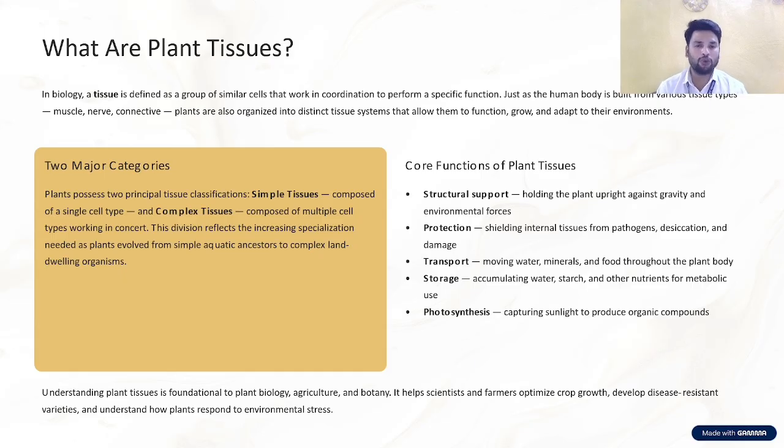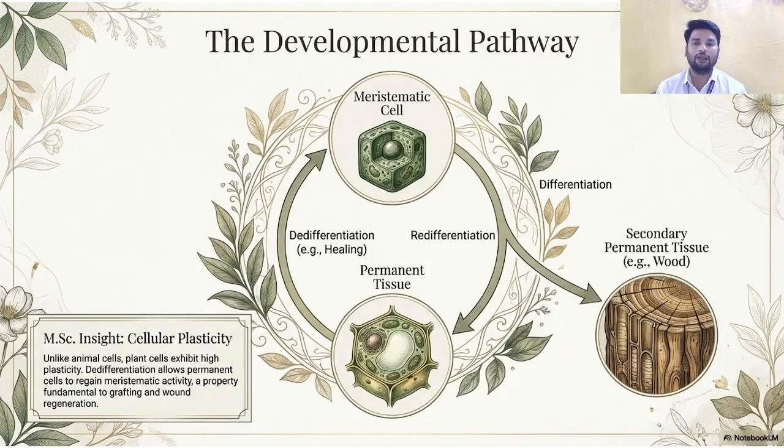It also helps in storage of water, starch and other nutrients for metabolic use, and it also helps in photosynthesis, capturing sunlight to produce organic compounds. So understanding plant tissue is a foundation of plant biology, agriculture and botany. It helps scientists and farmers to optimize crop growth, develop disease resistant varieties and understand how plants respond to environmental stress.